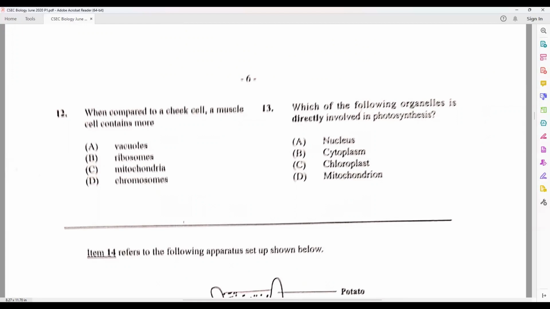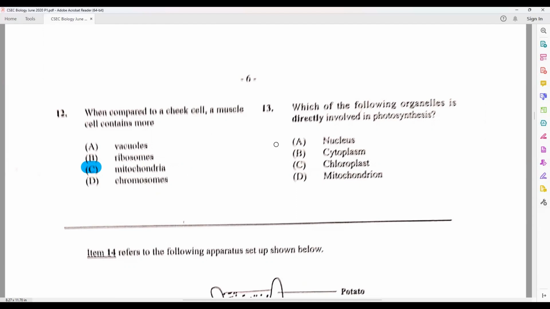Question 12, when compared to a cheek cell, a muscle cell contains more what? A muscle cell contains more mitochondria, because a muscle is active and mitochondria is responsible for the release of energy. So this means we are into section B of the syllabus for biology, which starts off with cells.